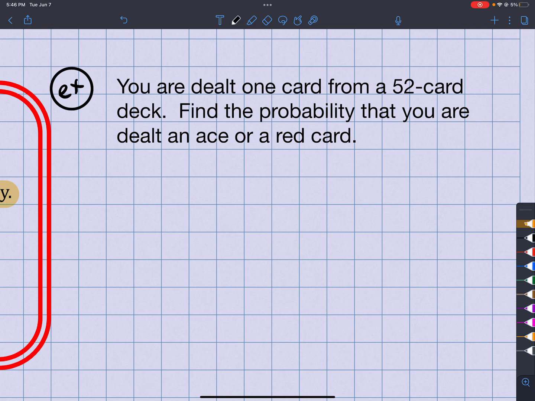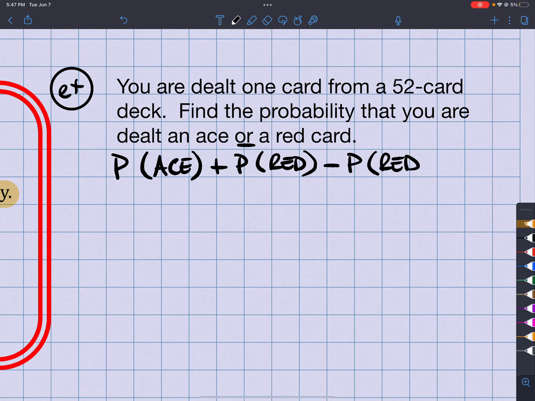So I need to find the probability of getting an ace plus the probability of getting a red card minus the probability of getting a red ace. Right? So out of a deck of 52 cards, how many aces would I have? The aces are what? Clubs, spades, diamonds, and hearts. So there'd be 4 out of 52.